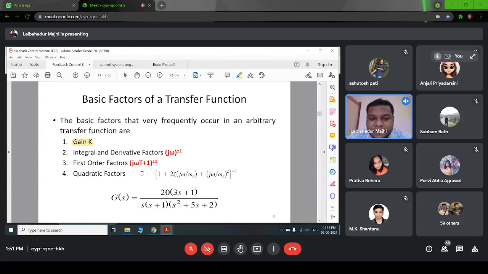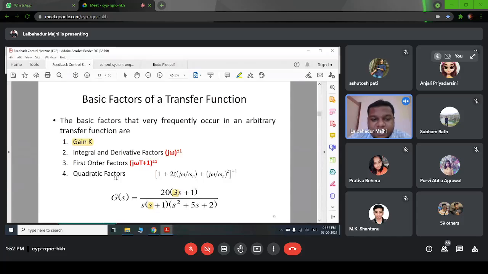Similarly, the first order factor, like this one, 3s plus 1. The value of s will be equal to j omega, and this T we have to write in the time constant form, plus 1. So it may be either in the denominator or the numerator. Like in this case, the 3s plus 1 is in the numerator, and this s plus 1 is in the denominator. So in the case of 3s plus 1, the time constant is 3, and similarly, in this equation, the time constant is 1.